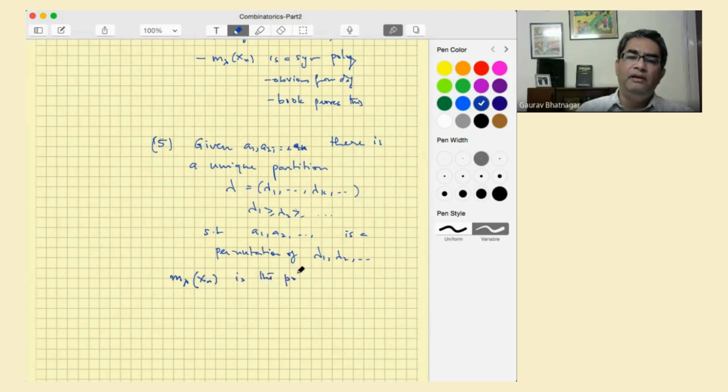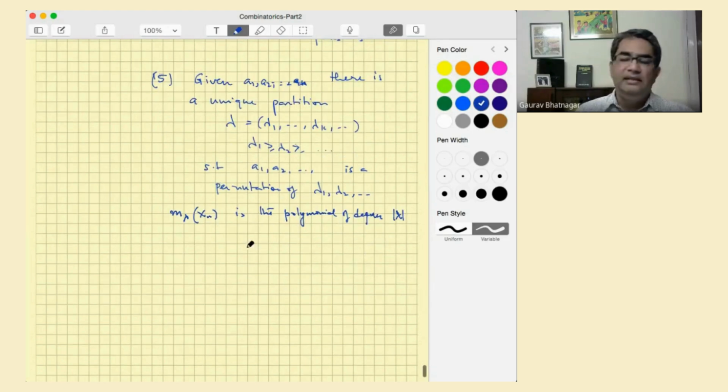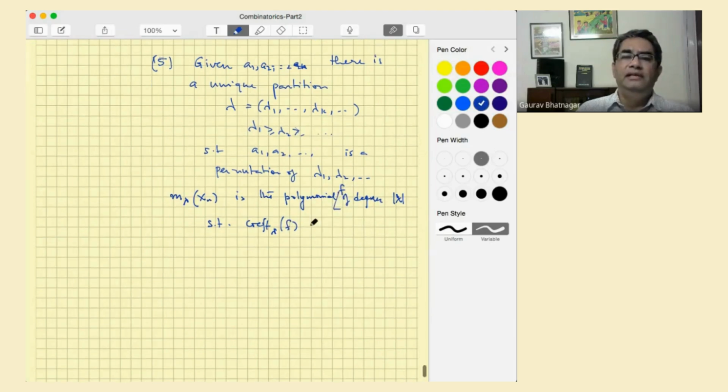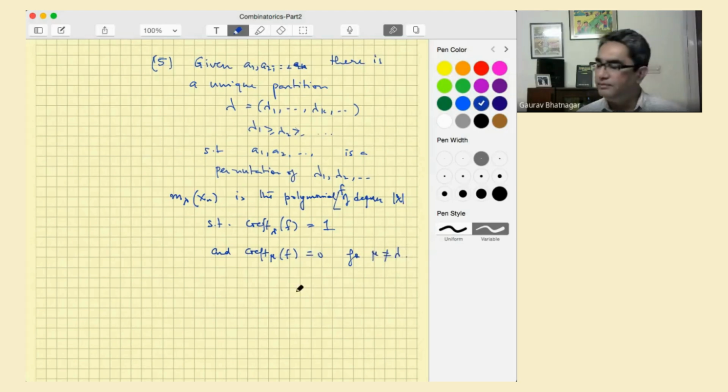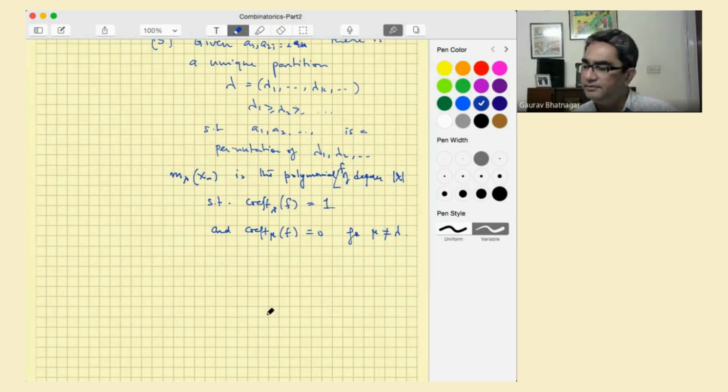So what we are saying is that m lambda of xn is the unique polynomial of degree sum of the lambdas, such that the coefficient of lambda of this polynomial, so it's a unique polynomial f, is equal to 1, and the coefficient of mu of f is 0 for mu not equal to lambda. And this is for all.